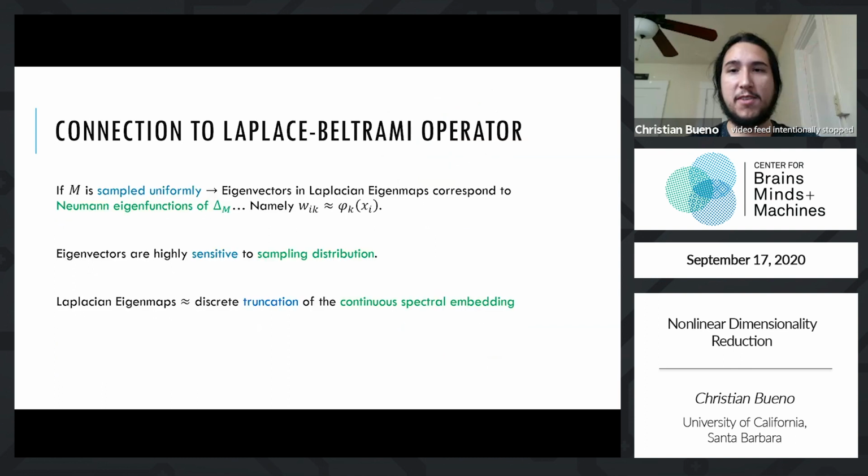So I had mentioned the Laplace-Beltrami operator and the connections and kind of promised it. And so here's the delivery. Suppose your data came from a manifold and you sampled it uniformly, then the eigenvectors that come out of the Laplacian eigenmaps are going to limit, in some sense that can be made precise, to the Neumann eigenfunctions of the Laplace-Beltrami operator. So basically, you give me the eigenvector, I can think of that as a function on my manifold, evaluated on discrete points. And the problem I also pointed out on the last slide is this is very sensitive to the sampling distribution. And then you can think of this as a truncation of the continuous spectral embedding.